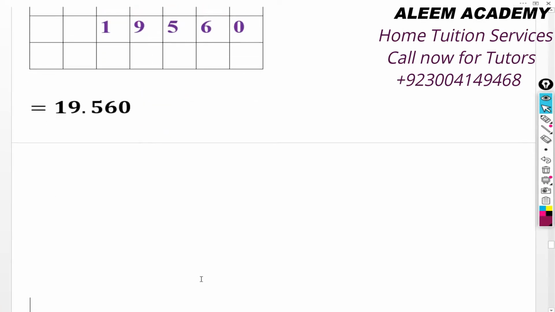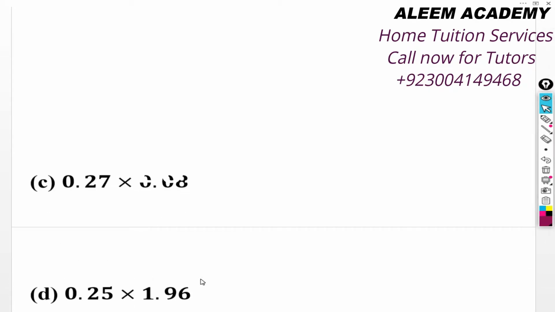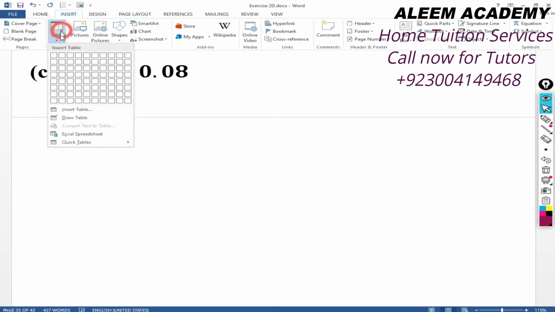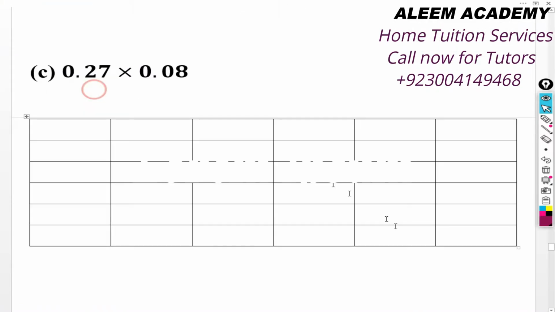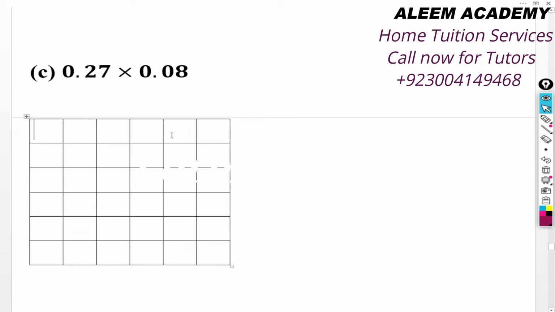Okay, now we move to the C part. C part is 0.27 multiply 0.08. So first of all, you need to draw the lines on your copy, on your notebook. You can simply write them for multiplication without decimal, but on our screen we have to insert a small table to complete this task. This is the table, so we write here 27, the number without decimal, and we write here 8, simply the number without decimal.